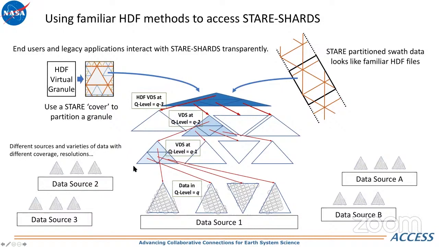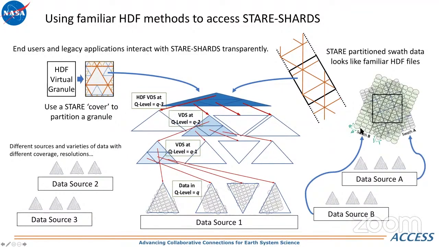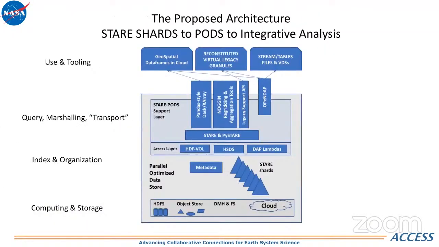So here I have data source 1, 2, 3, A, and B, which brings us back to where we started with, where I had two swaths and I wanted to bring them together. And so this is how I would bring them together. I have them split in and parallelized according to the STAIR indices, and then I bring them together using the HDF methods to actually get the variety scaling and scale up. This is the proposed architecture.